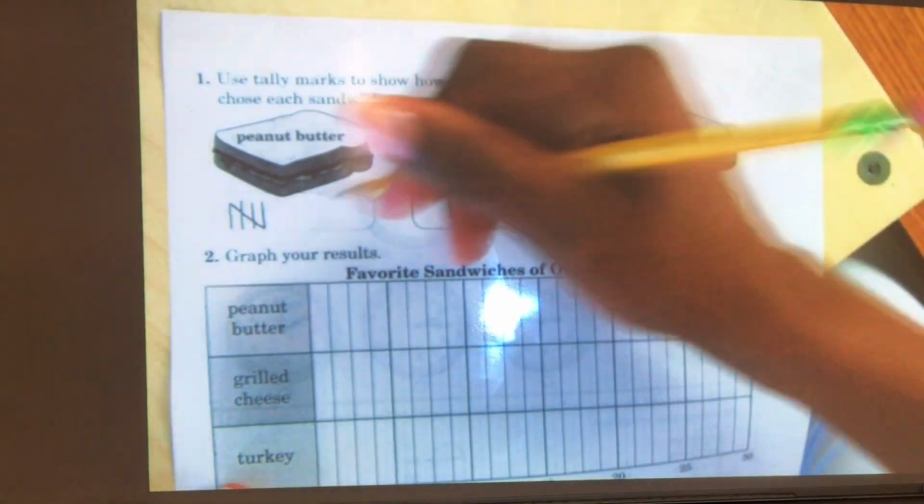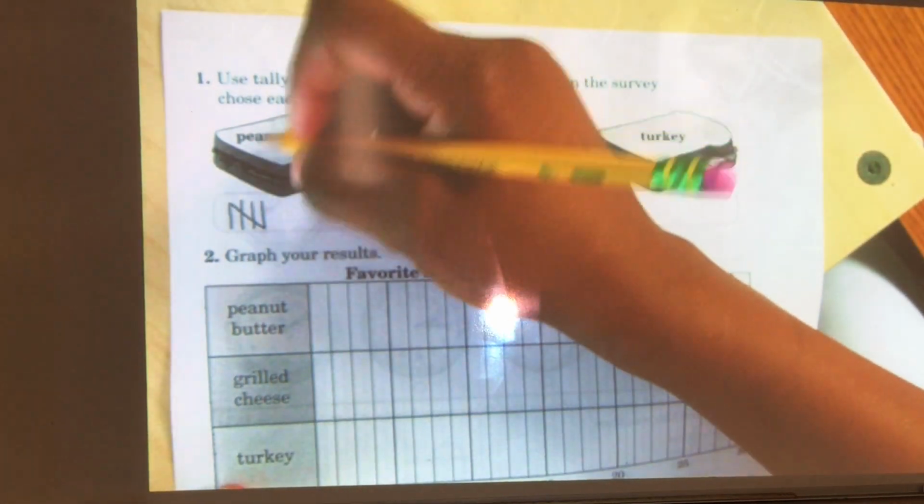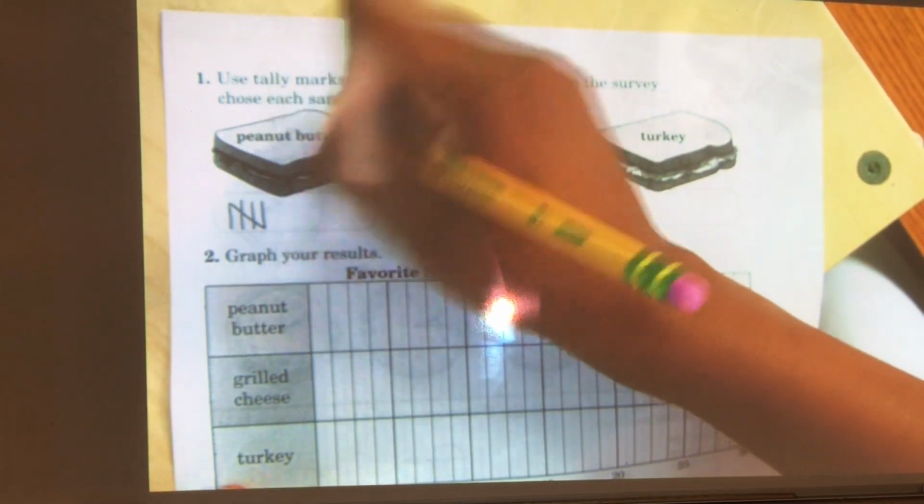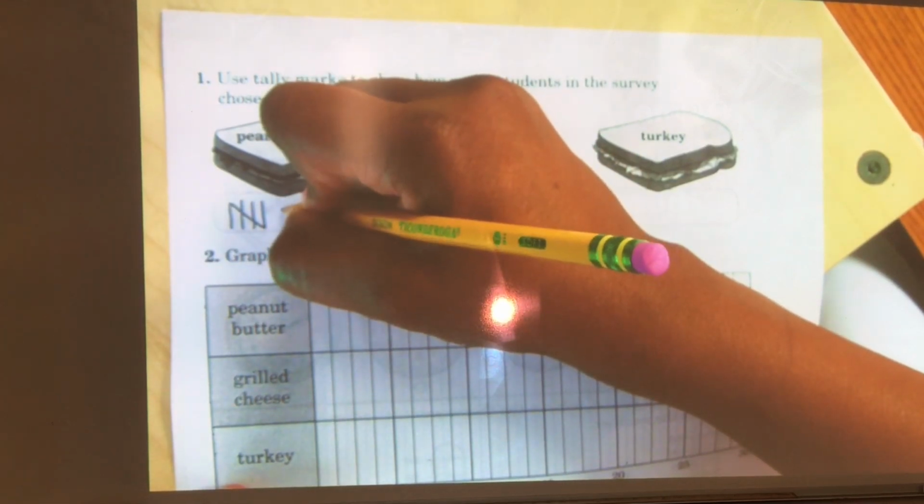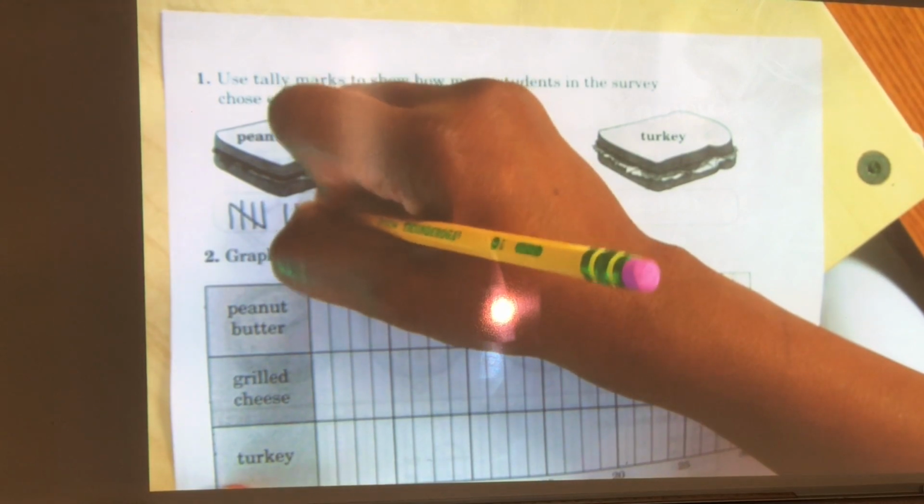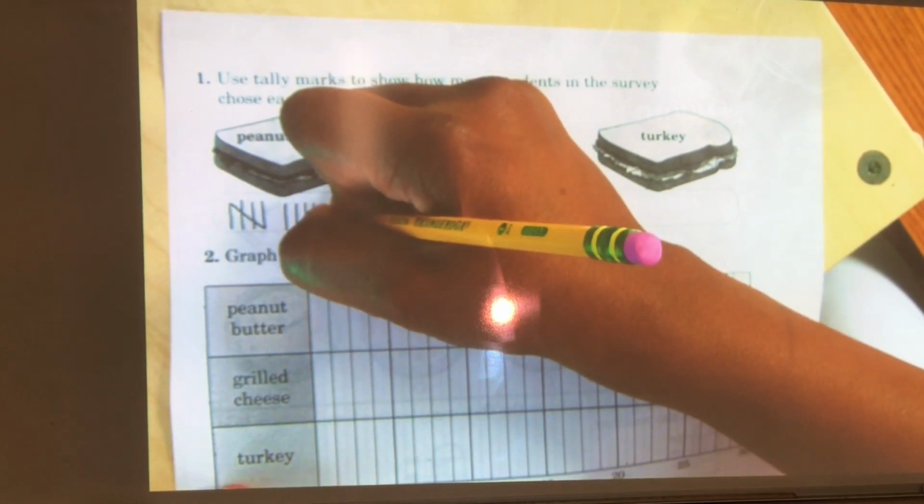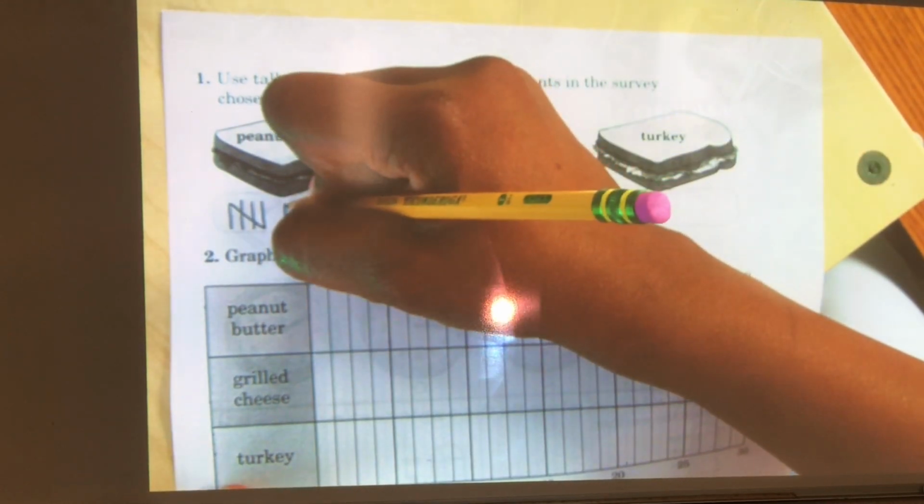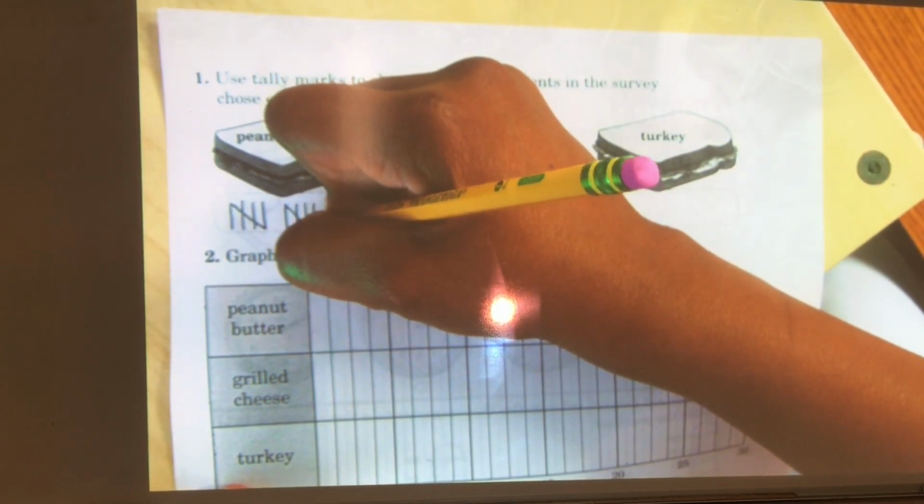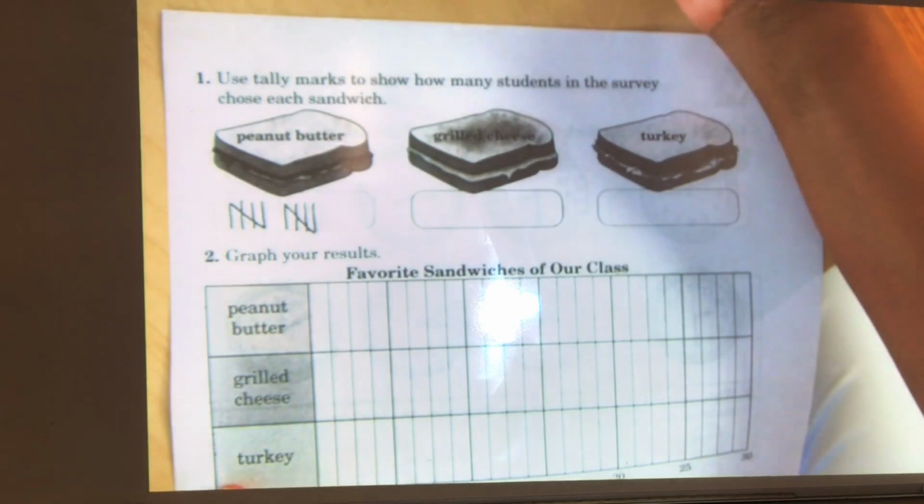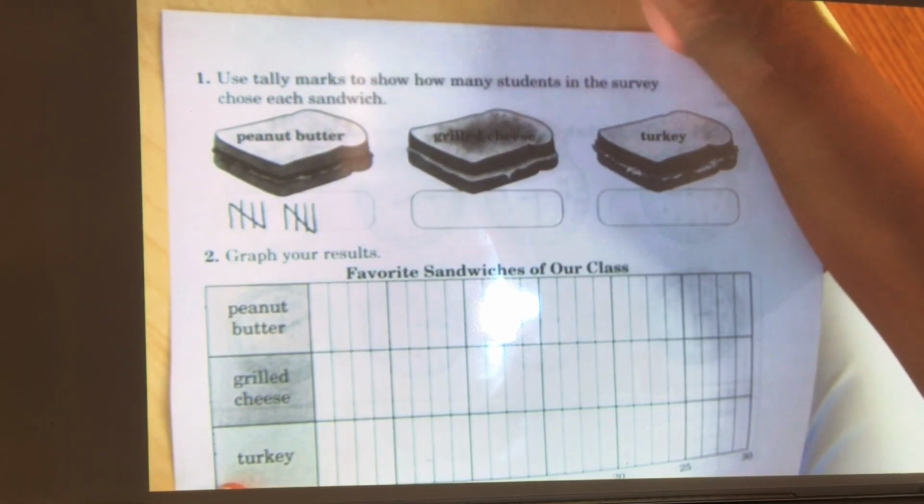Since I said we have about 10 students who love peanut butter and jelly, I need to do my other 5. So here, this will be 6, 7, 8, 9, and then I make my slanted line to make 10. So 10 students in our class like peanut butter and jelly.